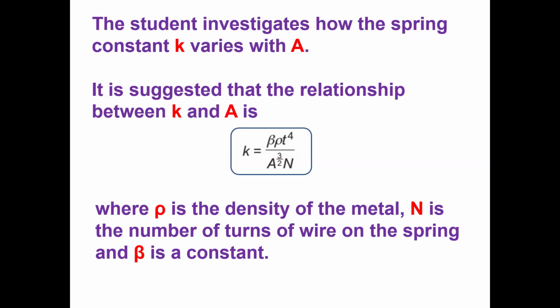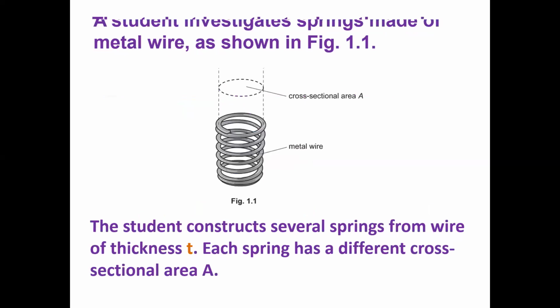Have you read it? What is A? Capital A is defined earlier. Capital A is the cross-sectional area. Okay, got it.